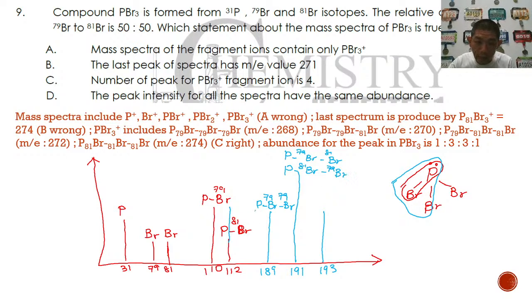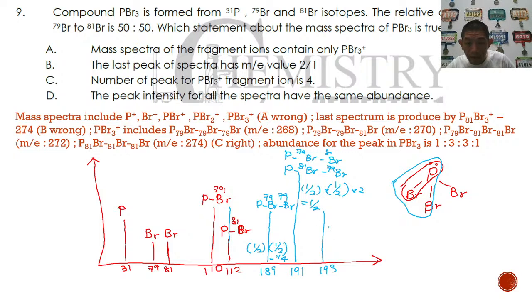Okay, so in here, what is the peak height ratio for these 3 peaks? Because the ratio is 50-50, the probability here is 1 over 2 times 1 over 2, so you get 1 over 4. Same goes to here. Here you have 2 possible peaks, so it's 1 over 2 times 1 over 2, but because it exists as 2 orientations, you have to multiply by 2. So at the end you get 1 over 2. Sorry, this one is 1 over 4.